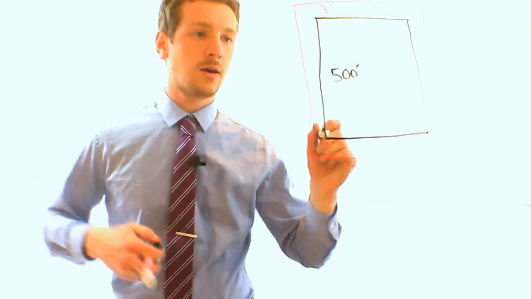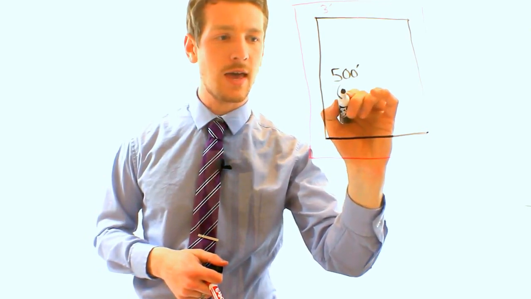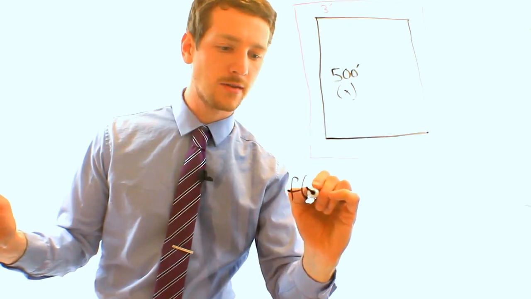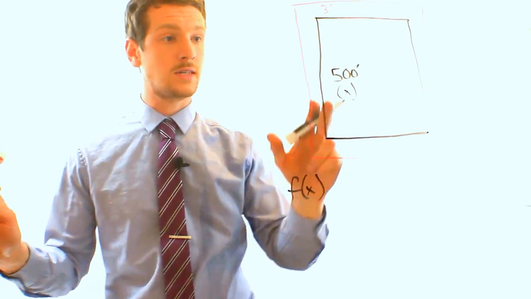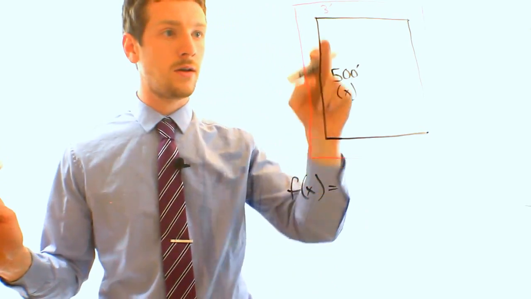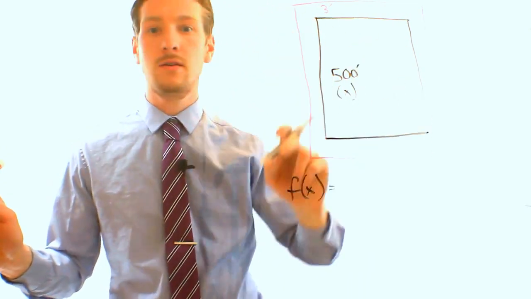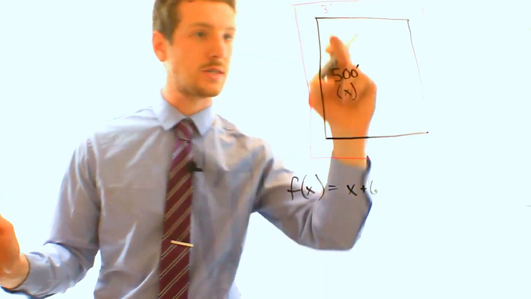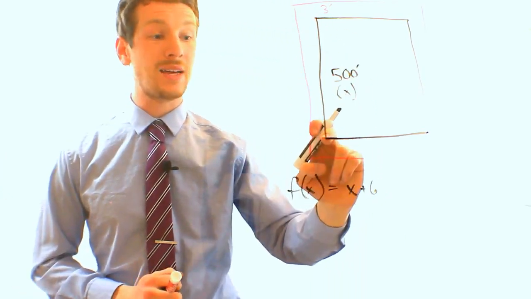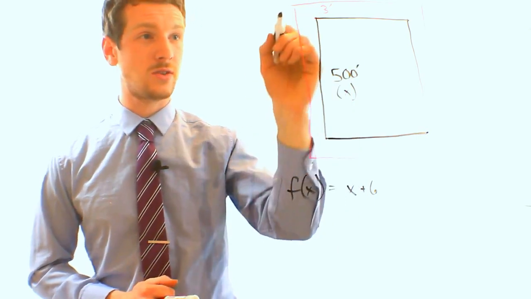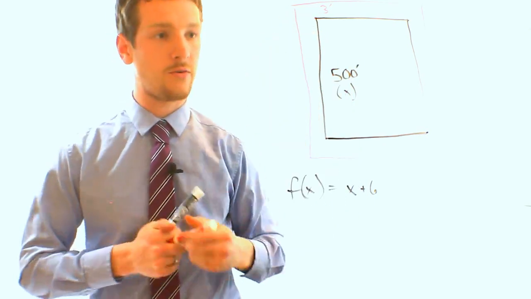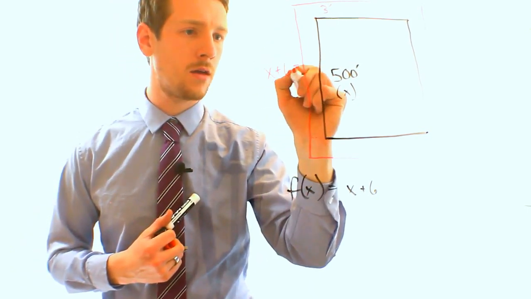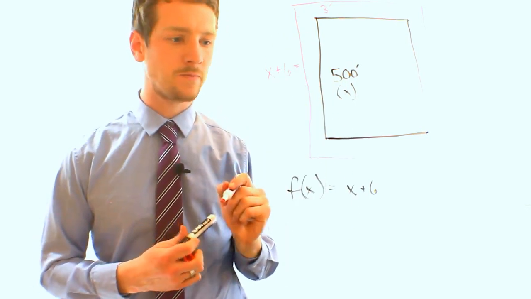So rather than saying 500 feet, I'm going to call this x. So f of x, or a function of x, is equal to the size of the outside square, which is x plus 6, so it's the size of this inside square, plus 3 feet on either side. So this length right here, I'll write that in red, this length right here is x plus 6.